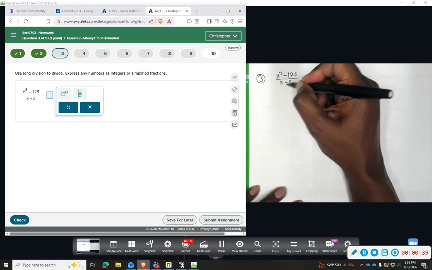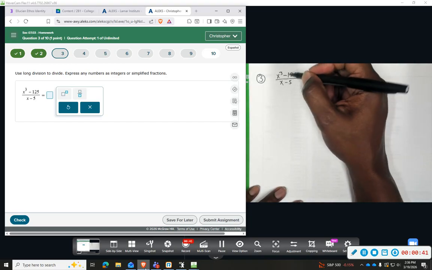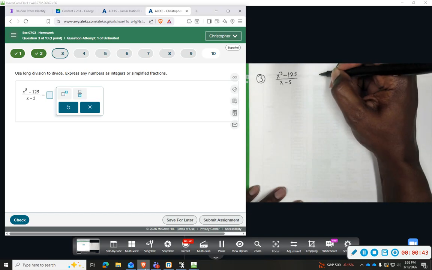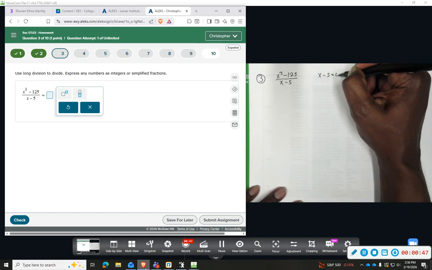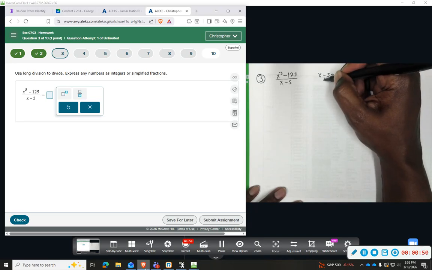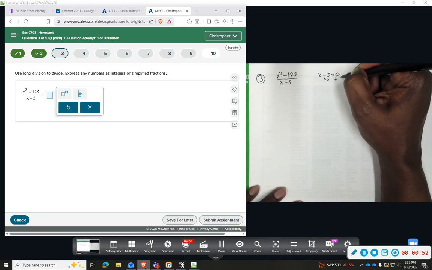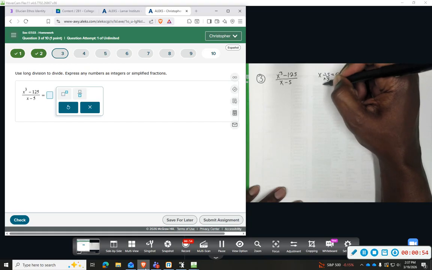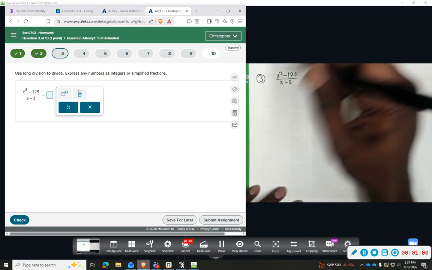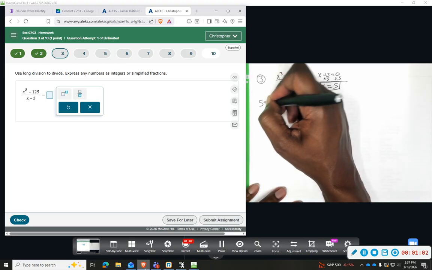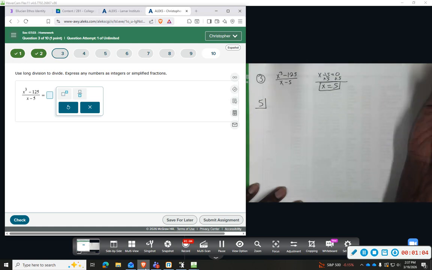So whatever your divisor is, you're going to set that equal to 0. We're going to find our box number. So that is x minus 5 equals 0. We would add 5 to both sides to get x by itself. And that gives us x equals 5. So the number that we're going to be working with is x equals 5. 5 is going to go in my little half box.